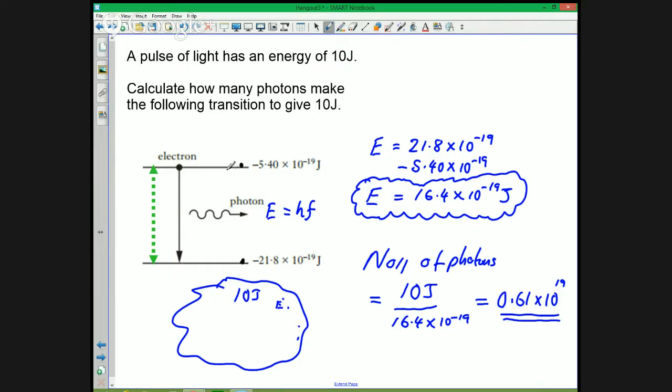They've given us an electron making a transition. You have to work out the energy, and you have to find out how many of those transitions will make up 10 joules of light. So it's a case of taking 10 joules and dividing it by the energy of one of these photons. Okay, so that's done that energy one.